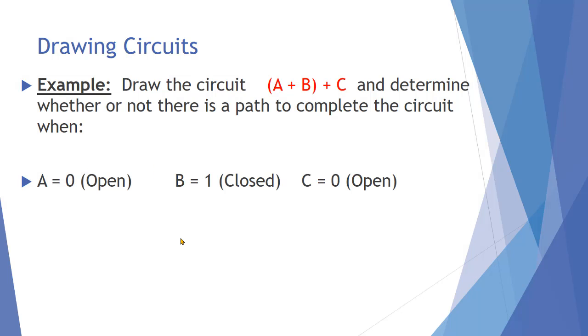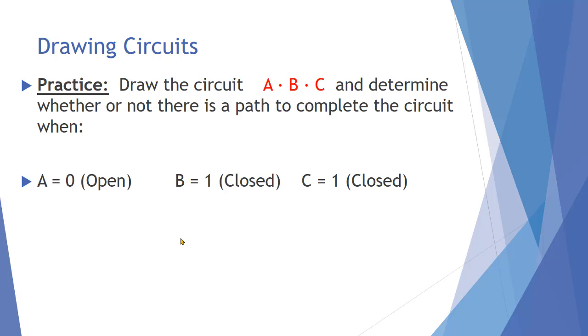Now I'd like to have you try one for practice. Draw the circuit A times B times C and determine whether or not there's a path to complete the circuit when A is 0, B is 1, and C is 1.